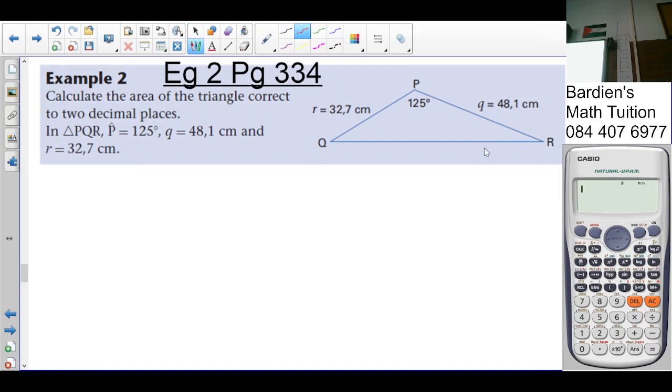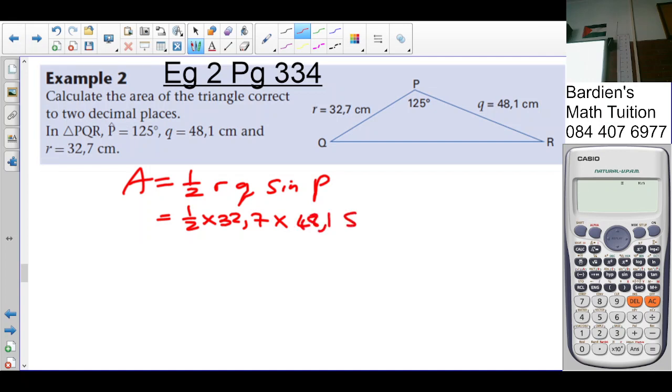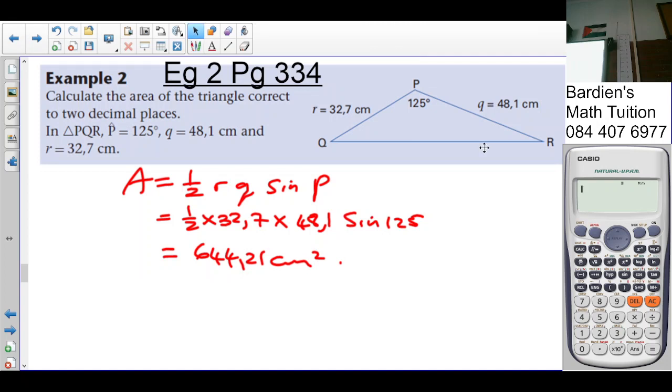Alright, so what do we have? Area is equal to half. You have angle P, so it's going to be half r q sine of angle P. So it's half, what is r? 32,7 times q, 48,1, sine of 125. That works out to be what? 644,21 centimeters squared. You all agree with that? Alright, let's carry on.